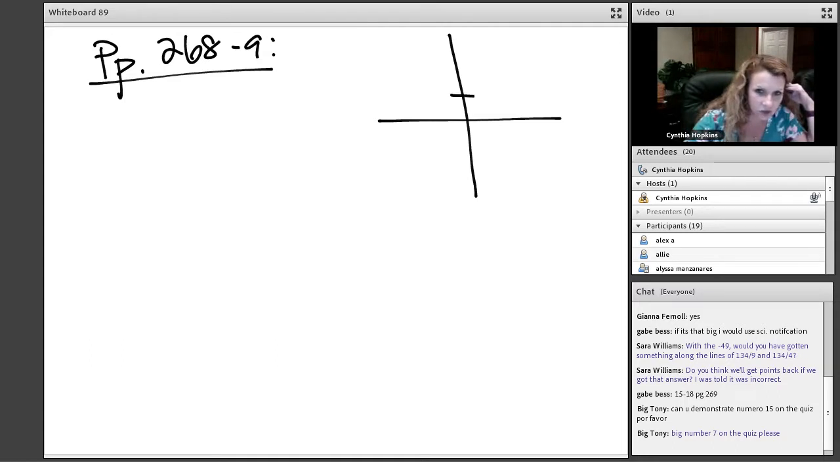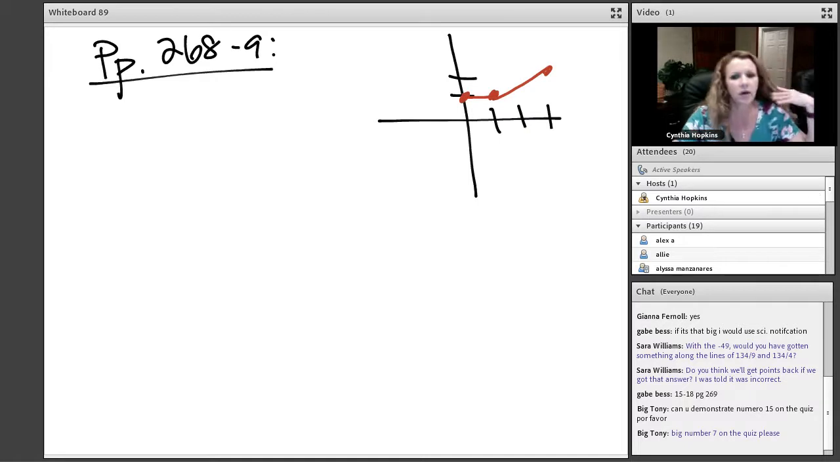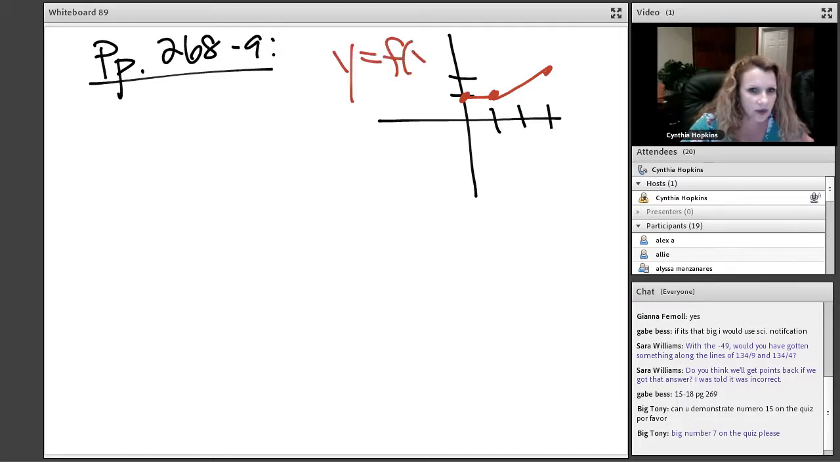Let's see, it doesn't have too many points. 1, 2, 3, and this goes up to 2. All right, so my graph, let me do it in red so it stands out a little bit, goes from 0, 1 to 1, 1, and then 3, 2. So it's just this tiny little piece of graph that looks like that. Okay, so we are to assume that this graph is y equals f of x.